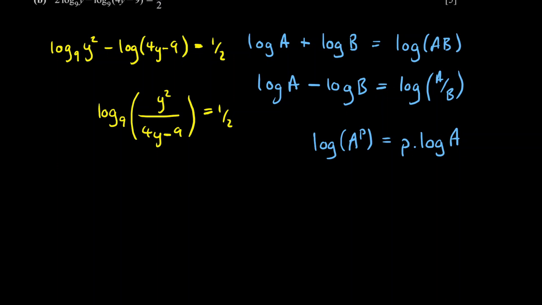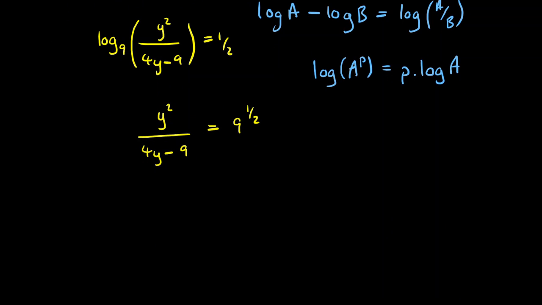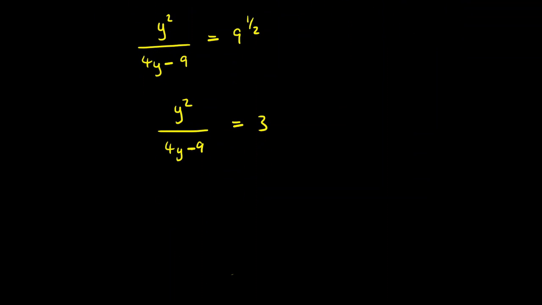My base is 9 and my power is a half. So I know that y squared upon 4y minus 9 is going to be equal to 9 to the power of a half. Now, 9 to the power of a half, right, that's the same thing as the square root of 9, and the square root of 9 is 3. So I can say y squared over 4y minus 9 is equal to 3. And so therefore, if I multiply through, I've got y squared is equal to 12y minus 27.